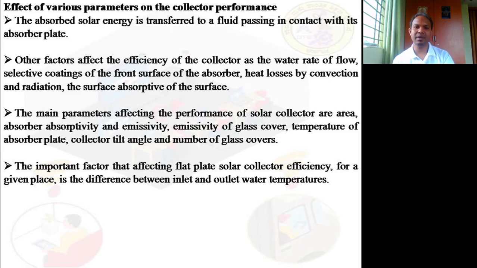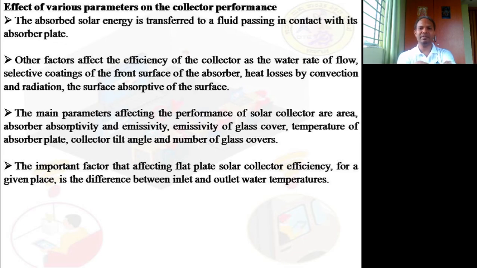The absorbed solar energy is transferred to a fluid passing in contact with the absorber plate. Other factors that affect the efficiency of the collector are the water rate of flow, selective coatings of the front surface of the absorber, heat losses by convection and radiation, and the surface absorptivity of the surface. The surface absorptivity also plays a very major role.